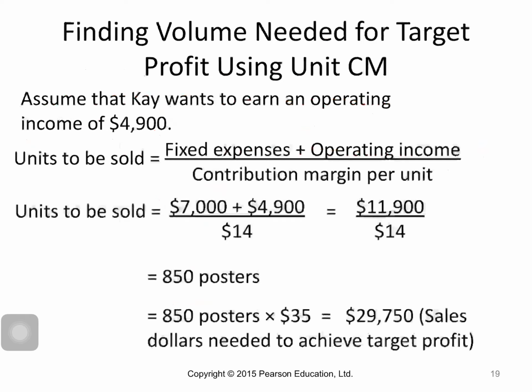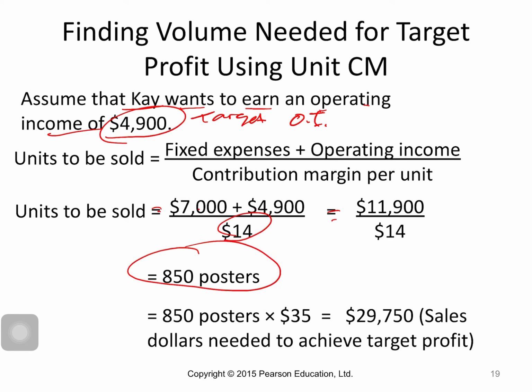The next one, finding volume needed for target profit using unit CM. Assume that K wants to earn an operating income of 4,900. So this is the target operating income, 4,900. You just put these numbers into the formula. So units to be sold equals 7,000 plus 4,900 divided by $14 equals 850 posters. Okay, so what does it mean?